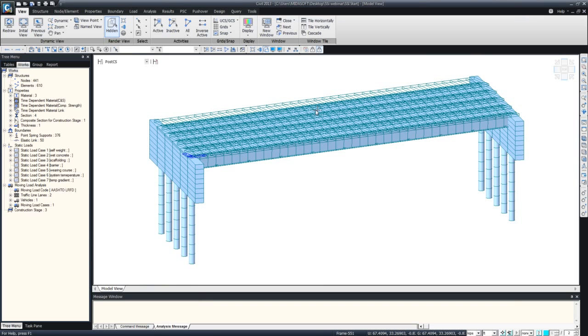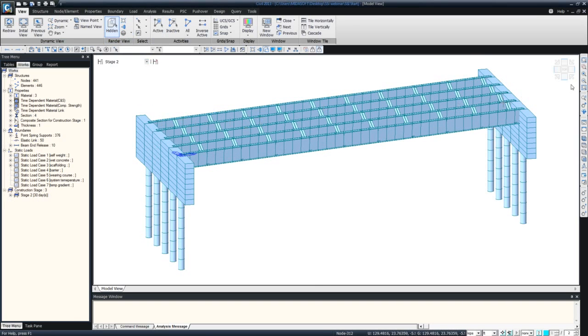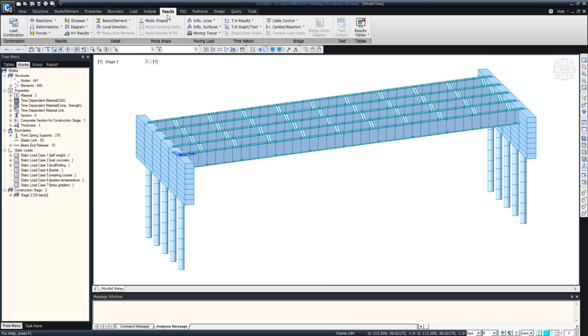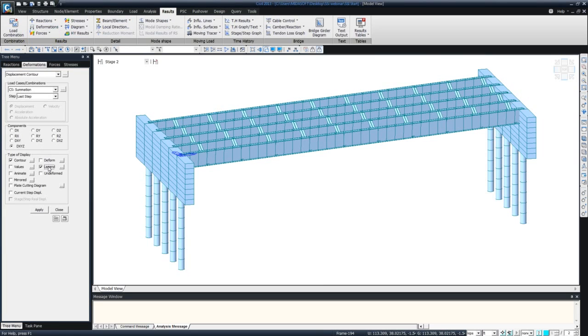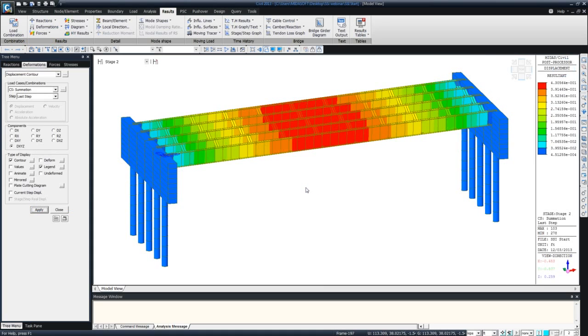So the analysis is complete. We will obtain the results for this particular model. Let's go to stage 2, when the steel girders are installed, and see the deformation in this stage. I'll go to the deformation contour, check the legend, and click apply, and it will show me how the deformation is.